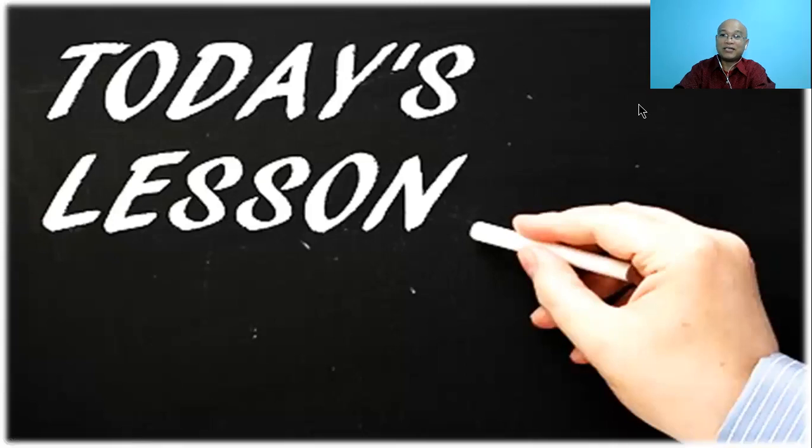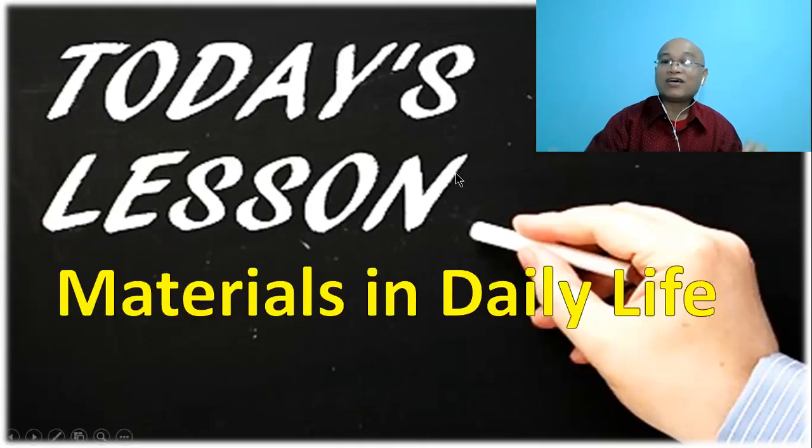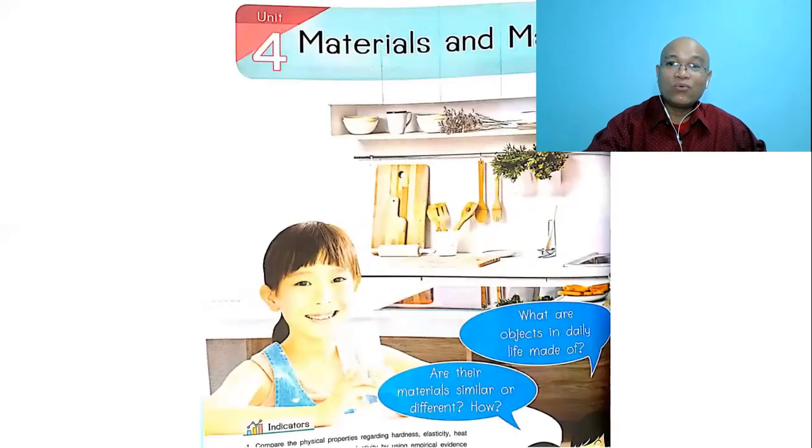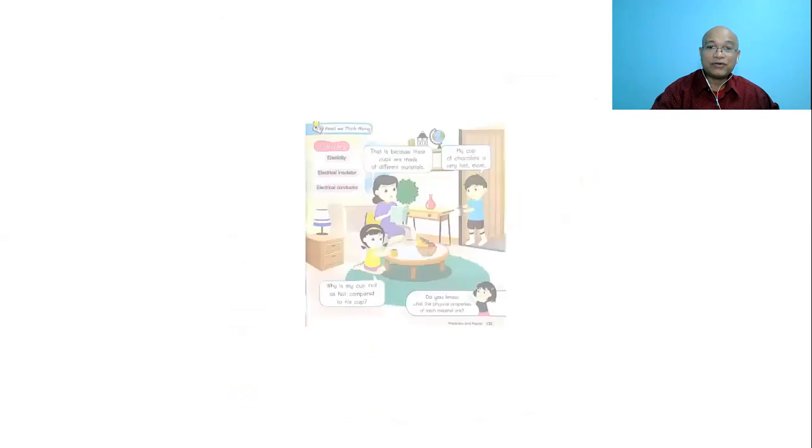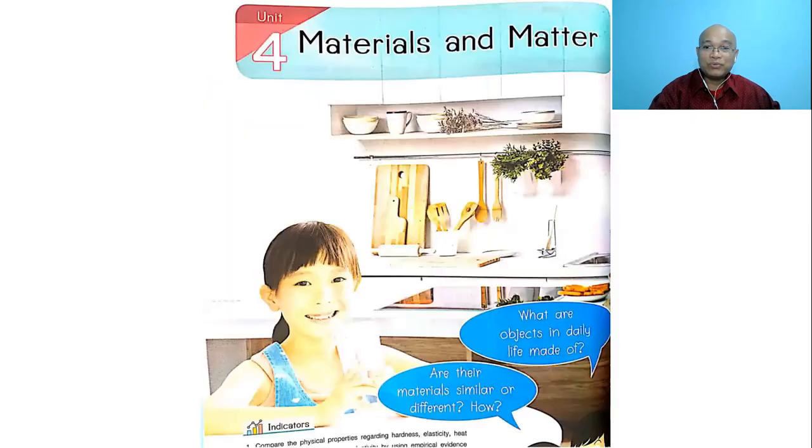And so may I tell you that today's lesson is on materials in daily life. What are some materials in daily life? Okay, in your book, in Unit 4, you see materials and matter. All right. And so we're going to read that one here. What are objects in daily life made of? Do you know them? Maybe not. Maybe you do. Are there materials similar or different?